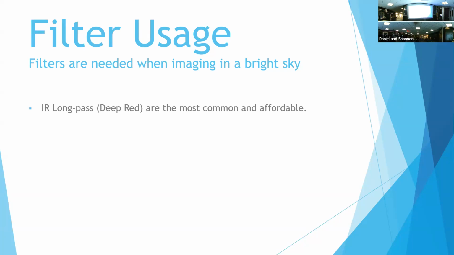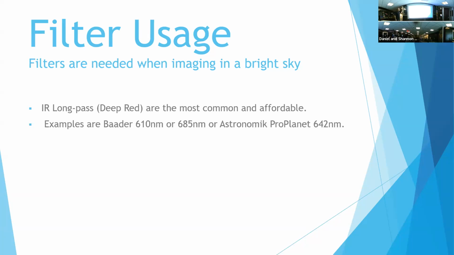And also camera filters. Camera filter that you put on the lens of your camera. Like Wratten 25 or something like that. Yes, Wratten filter. If you don't have any specific bandpass filter, like long pass or something like that, I'll get to that. Example, like Baader 610 nanometer or 685, or Astronomik ProPlanet 642 nanometer. That's one I have. They're very good, the long pass filters. They're very useful for planetary imaging during the day.